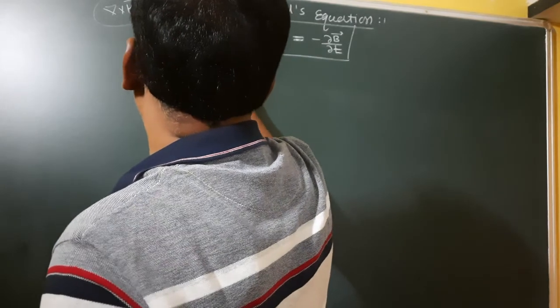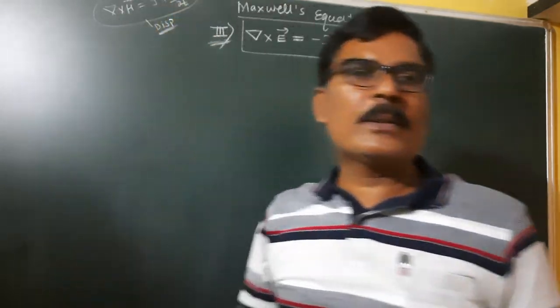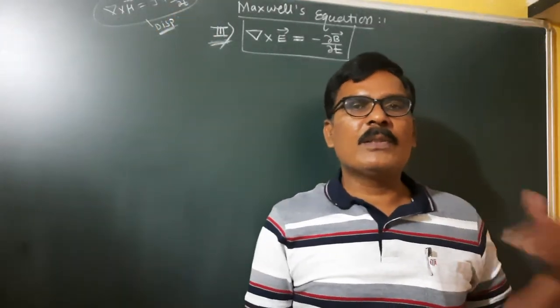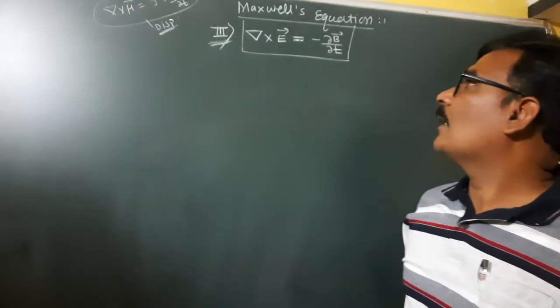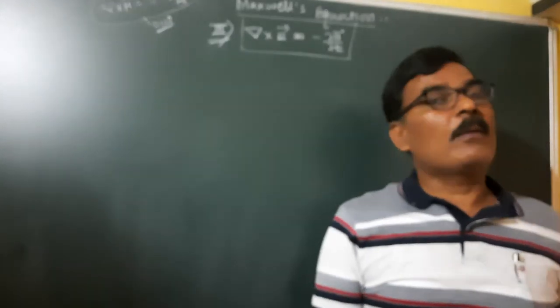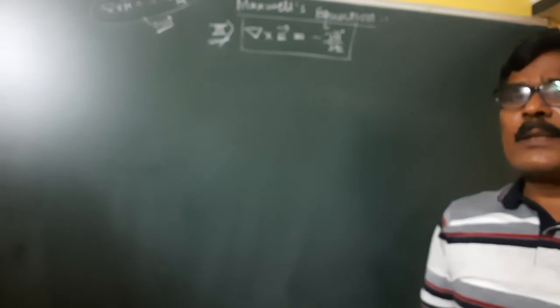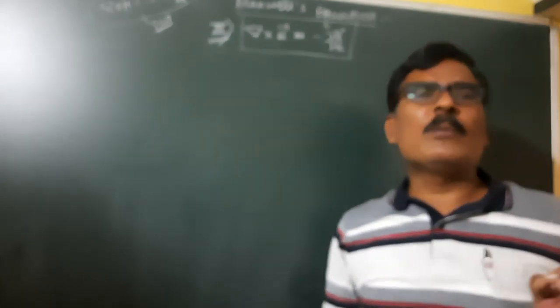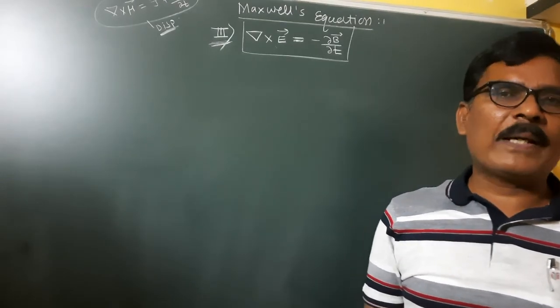So only one equation remains, the third equation, and in this way this chapter can be finished in today's lecture, that is curl of E is equal to minus dou B bar by dou t. How can this equation be proved? This equation can be proved by using Faraday's law of electromagnetic induction.